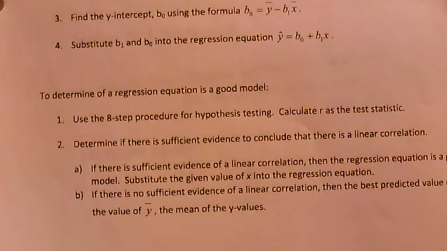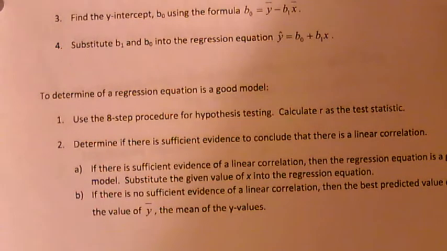And then to determine if a regression equation is a good model, you'll use that 8-step procedure for hypothesis testing, where you'll calculate r as the test statistic, and then determine if there's sufficient evidence of a linear correlation between the 2 variables. If there is, then you're going to substitute the given value of x into that regression equation, because the regression equation is a good model. If there is no sufficient evidence of a linear correlation, then you're going to use y bar as the best predicted value of y hat. And that's the mean of the y values. Y bar is the mean of all your y values.